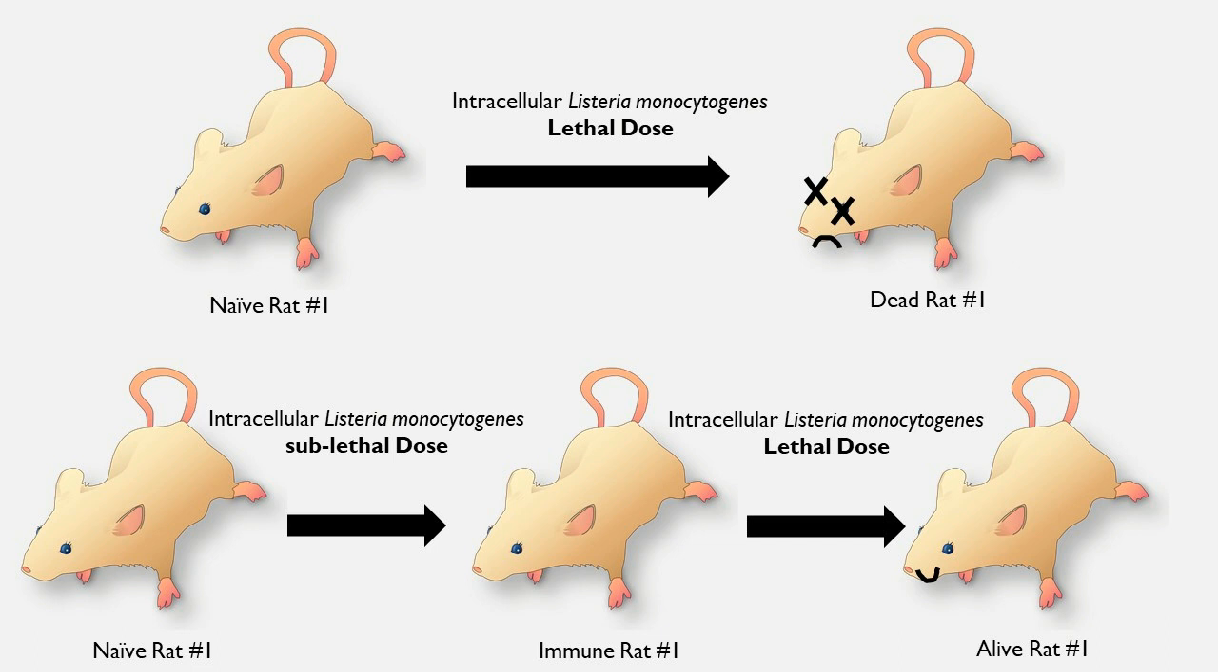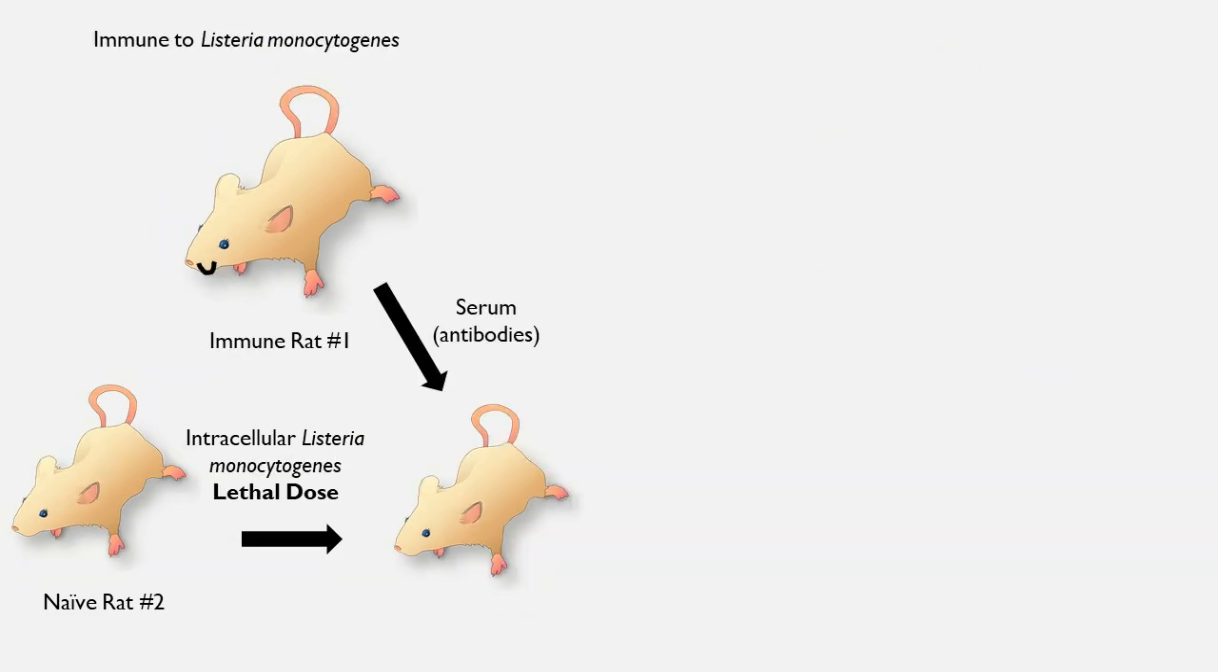In a follow-up experiment, we take a second naive rat that's given the same lethal dose of the same bacteria as in the first experiment, except this time we transfer serum, which we know has antibodies, from the immune rat previously. And what happens? In this case, the rat dies. So scientists here were a little confused because they knew that they were transferring antibodies, they knew they had this bacteria, they thought the rat would survive, yet it didn't.